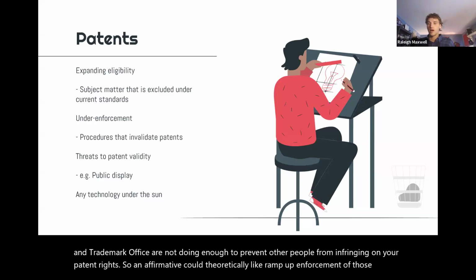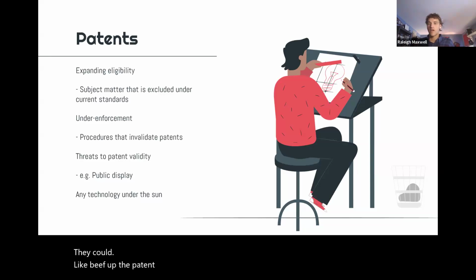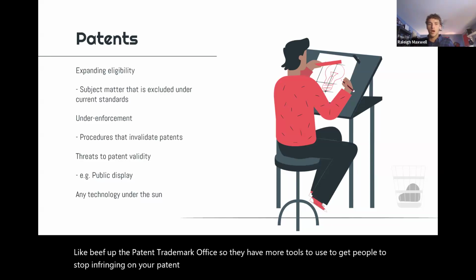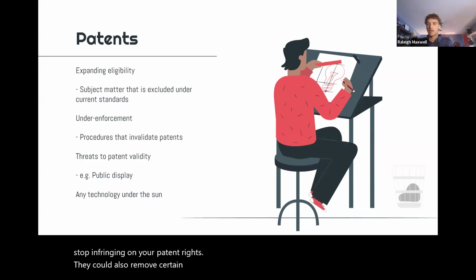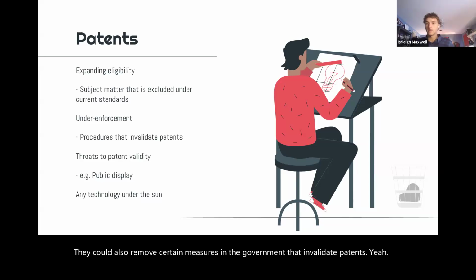They could beef up the Patent and Trademark Office so they have more tools to get people to stop infringing on your patent rights. They could also remove certain measures in the government that invalidate patents. It could be something even as simple as more fines, stiffer fines. There are definitions where stiffer fines are a way of increasing protection.